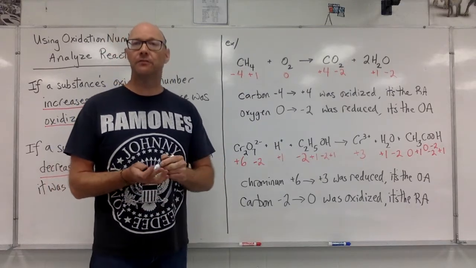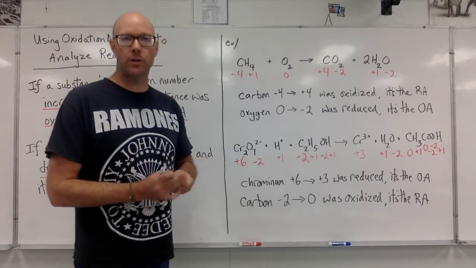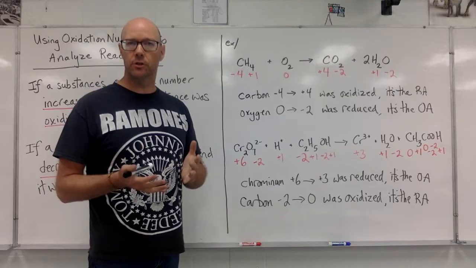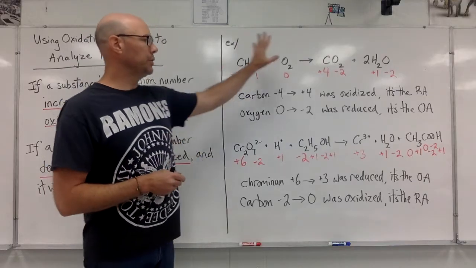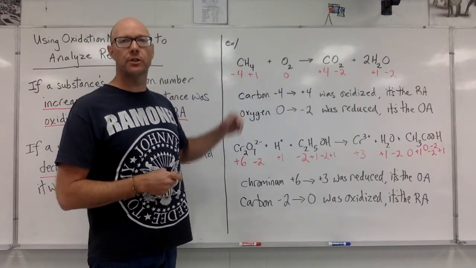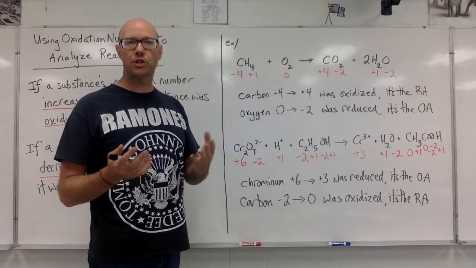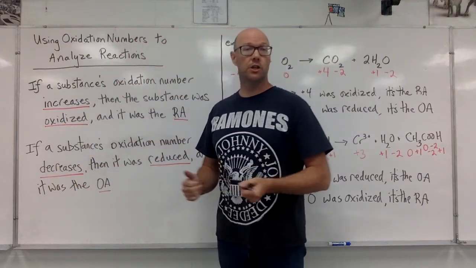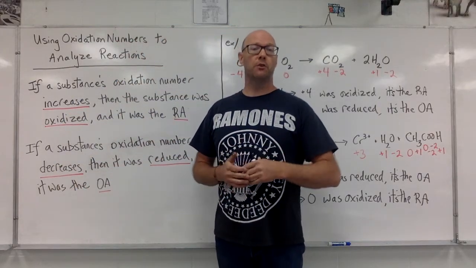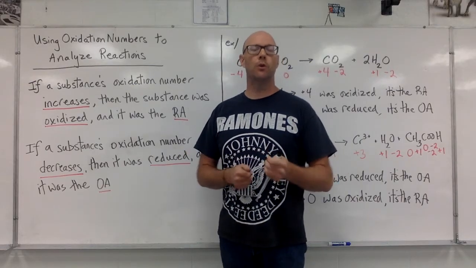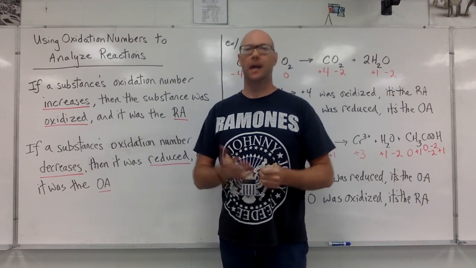We don't typically have to do all of these things in one question. We're going to be a little bit more targeted in what we're being asked to do. However, we're able to do a bunch of different things. By assigning oxidation numbers to every substance in the reaction and taking a closer look, we're able to tell if the oxidation number went up or down, if there was oxidation or reduction, and what was the oxidizing agent or the reducing agent. And I hope that helps.